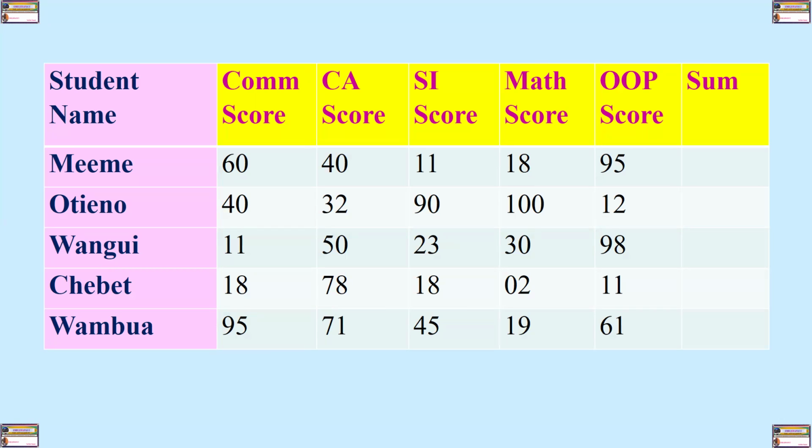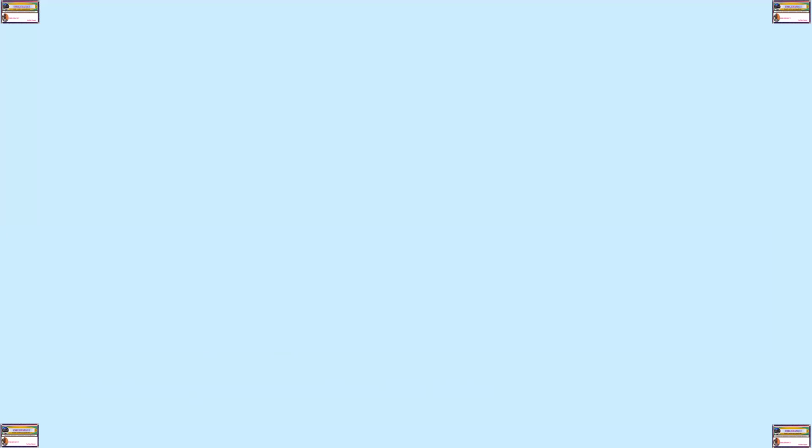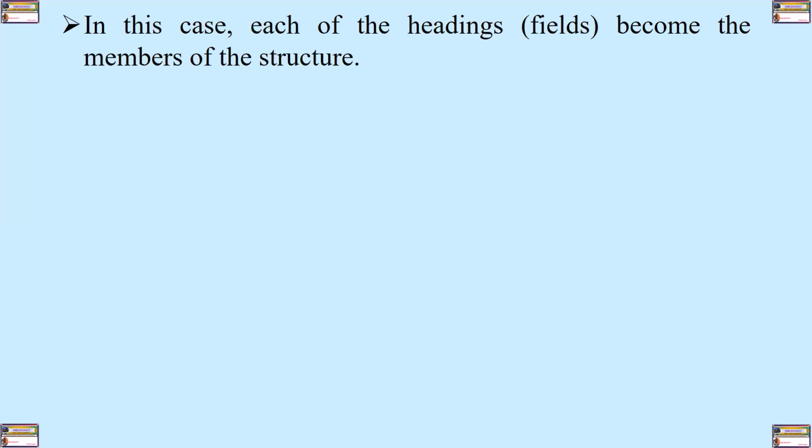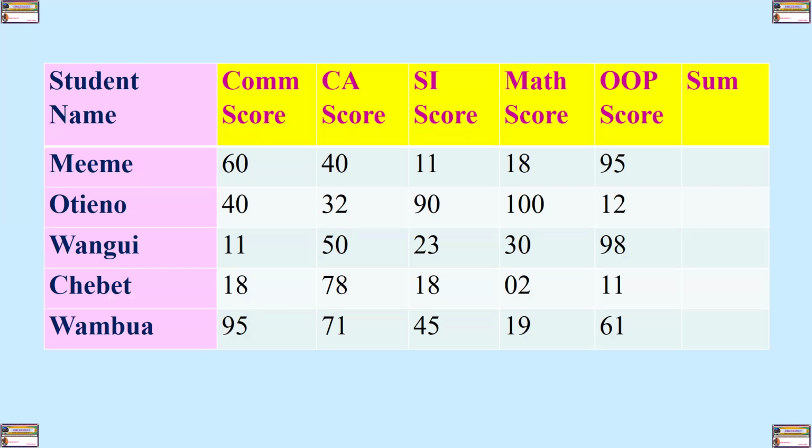So in this case, because the details for one record are similar, except the content, the type of members are the same, then this is an array of structures. So if you wanted to store this kind of data in our structure, it means that we would have 5 records: Meme, Otieno, Wangoi, Chebet, and Wambua. So that becomes an array. In this case, each of the headings or fields becomes a member of the structure. In other words, com score, CA score, SI score, math score, OP score, sum, just as you have seen, those are the members. We can call them the headings.